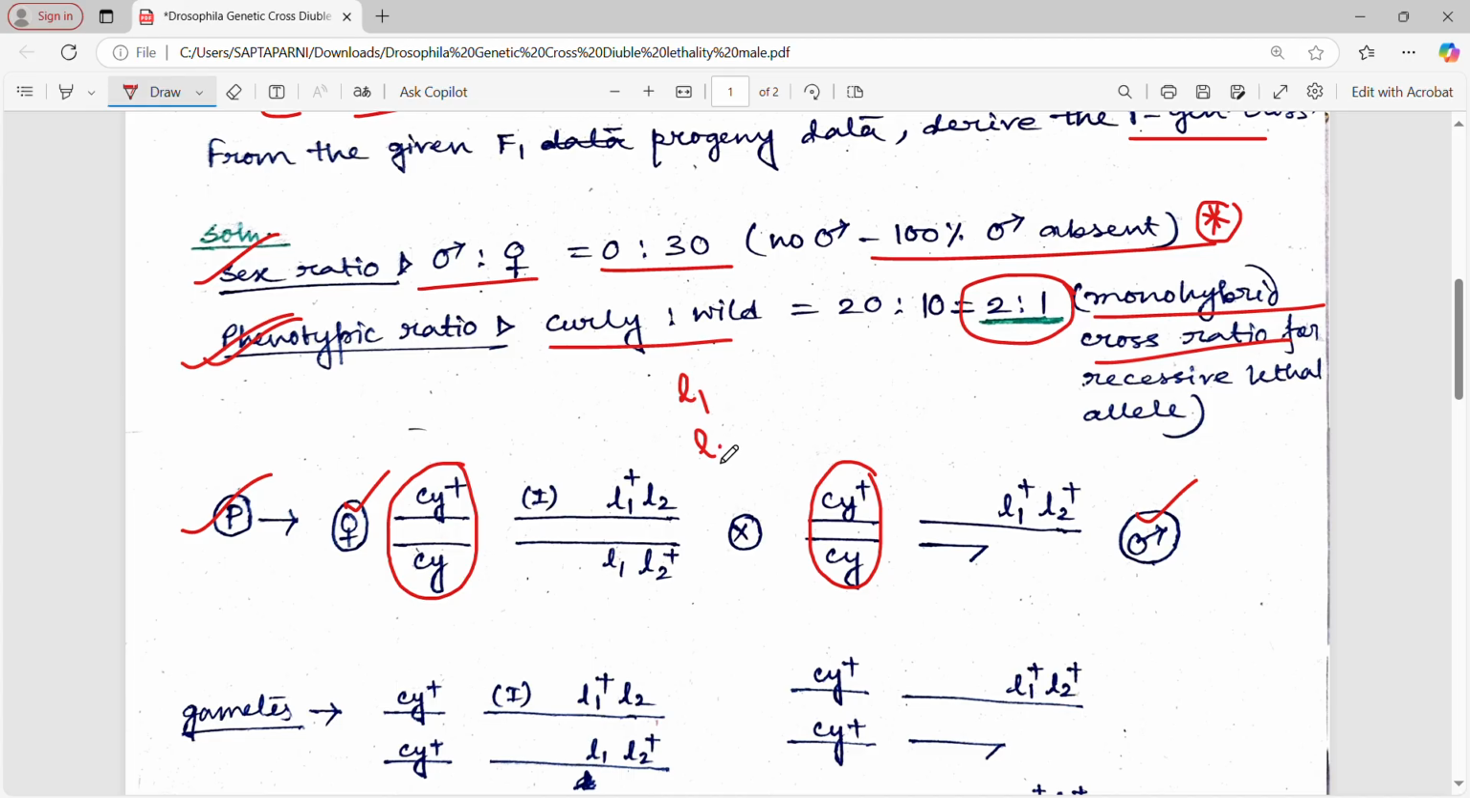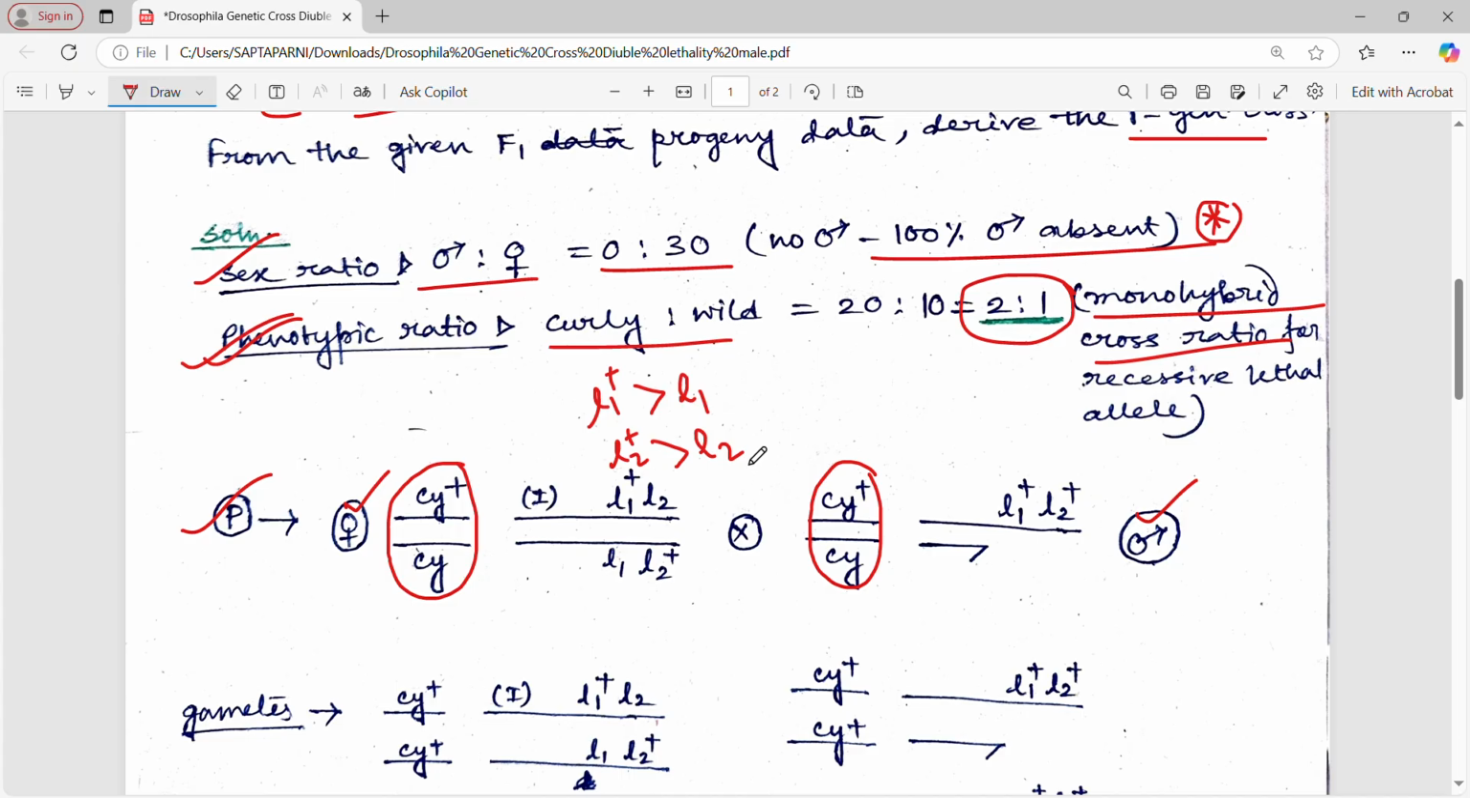And you have to remember this, these two mutant forms of lethal alleles are recessive to their wild forms, that is L1 plus and L2 plus. So L1 plus and L2 plus are the wild type forms of these lethal alleles, and L1, L2 are their mutant forms. When L1 or L2 is present on any chromosome, that means the product of that allele L1 or L2 cannot be formed. So the progeny may die if their complementary allele is not present.